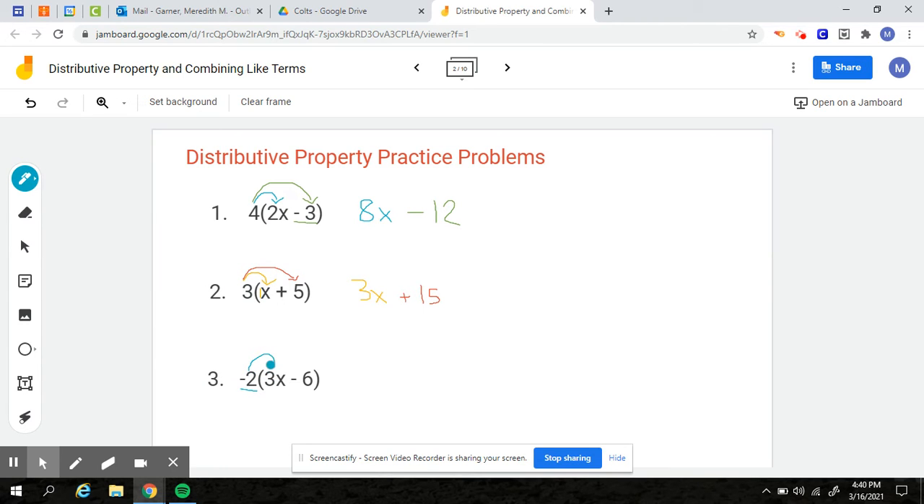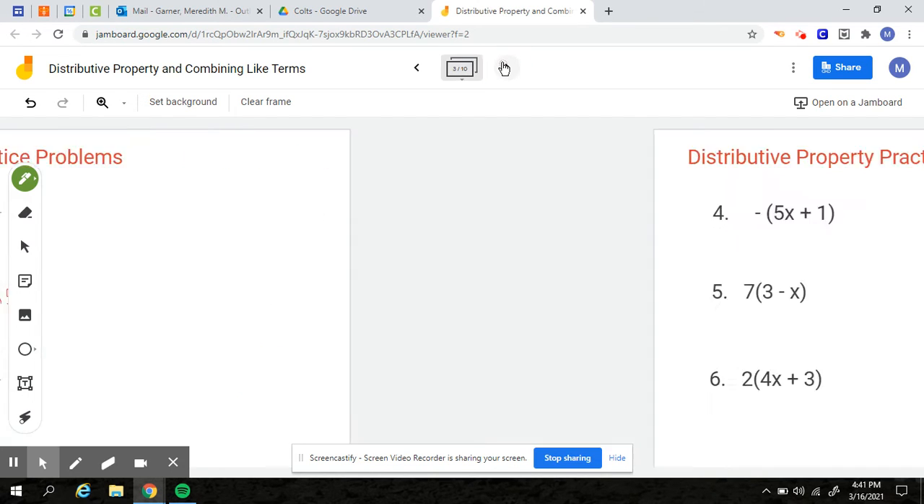So negative 2 times 3x is negative 6x. And then the second little mini problem is negative 2 times negative 6. Those double negatives will create a positive, so plus 12. All right, so there are your answers for practice problems 1, 2, and 3.